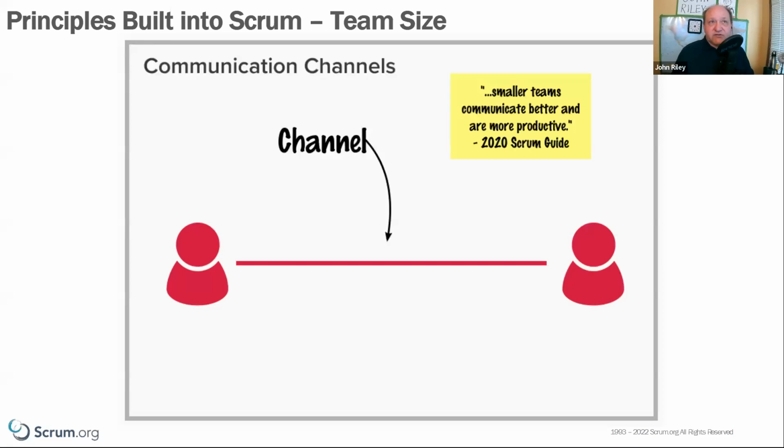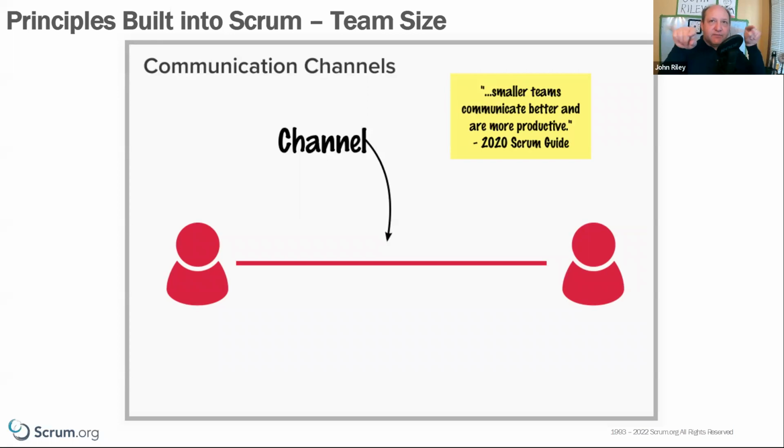Let's talk about another thing in Scrum, and that's team size. In the 2020 Scrum Guide, the definition of what is actually in a team size changed a little bit. The quote on the slide says that smaller teams communicate better and are more productive. It got a little less specific than previous Scrum Guides, so a lot of people don't understand why that is the way it is. Let me go into why this is important.